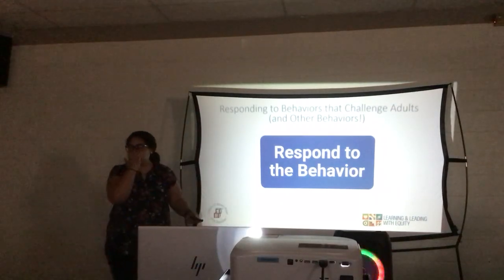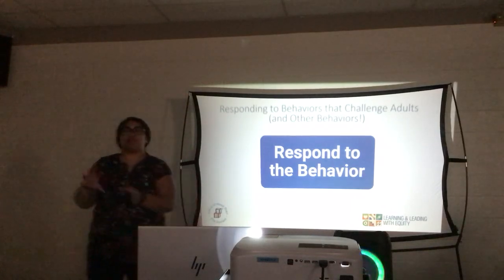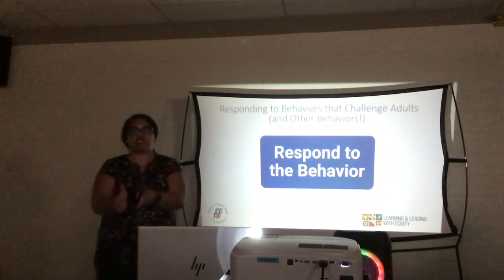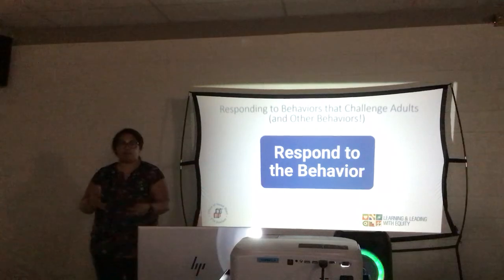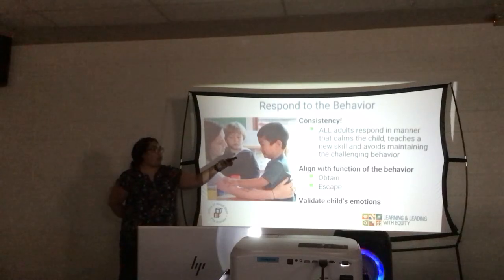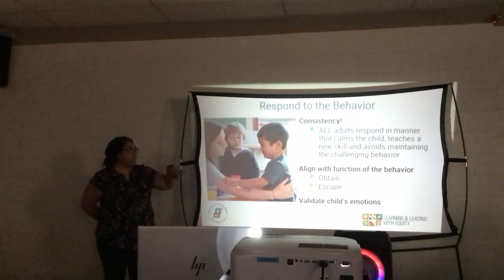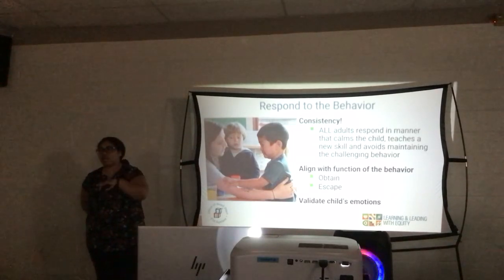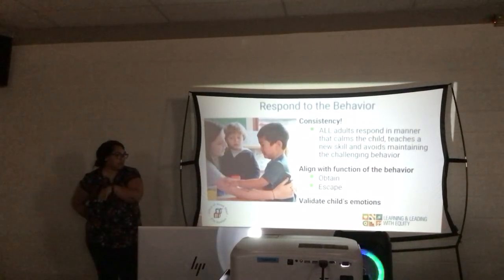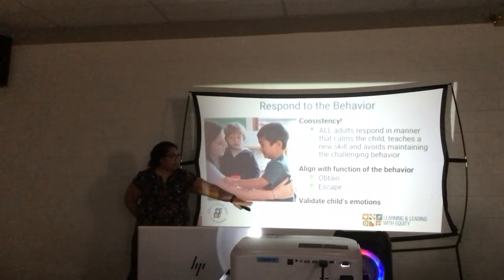Okay, and then there are some appropriate ways to respond to behaviors, but again, it has to match. When we found the why, or the reason behind the behavior, we really want to make sure that it matches whatever it is they're trying to get or to avoid. And then same thing here, when you're responding to behavior, you're consistent. All of the adults respond in a manner that calms the child. You're teaching a new skill, and you're avoiding maintaining the challenging behavior. You're aligning the function of the behavior. So is it to obtain or to escape from something? And then you're validating the child's emotions.